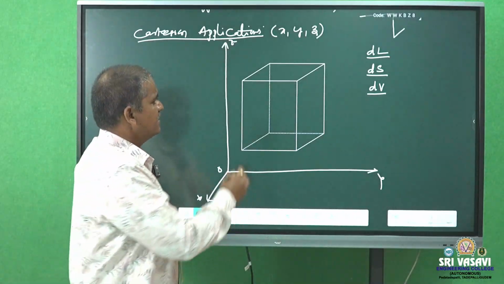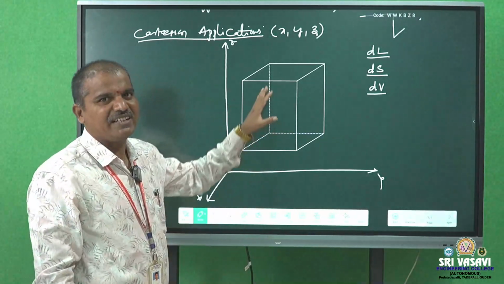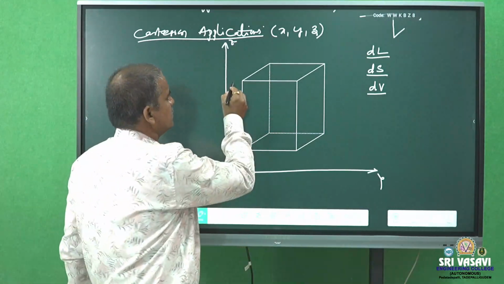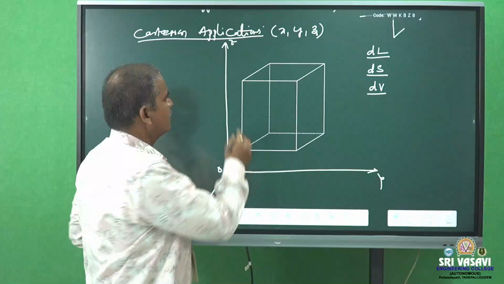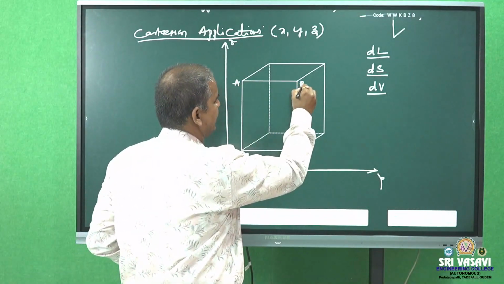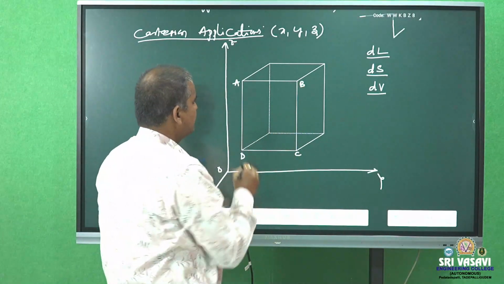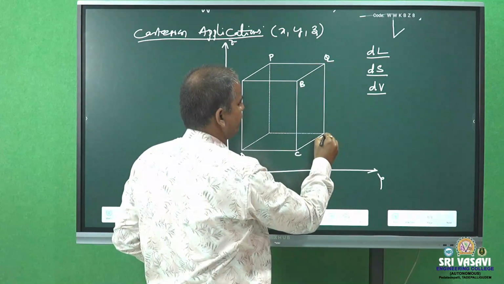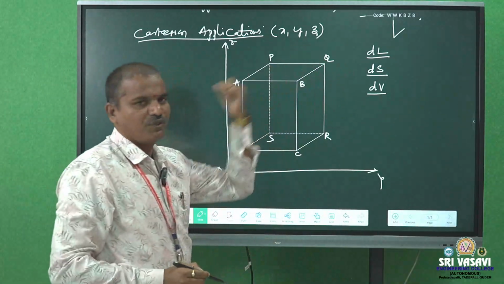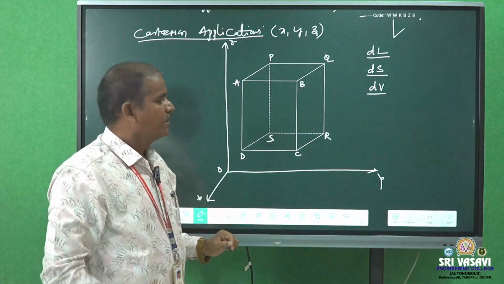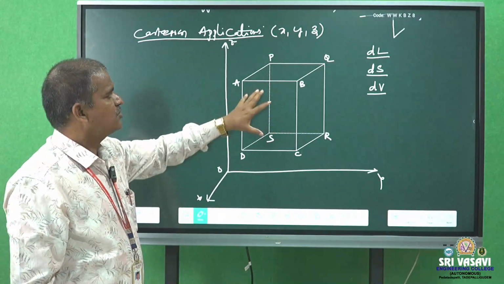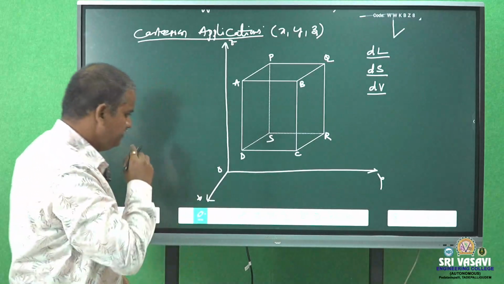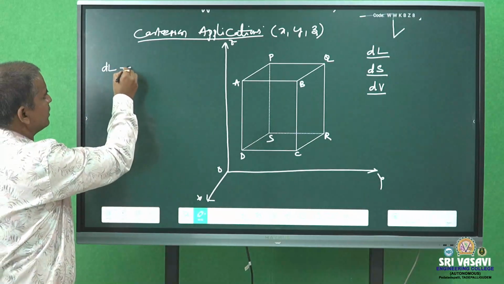So let us consider a rectangular box. It is a 3D box: length into width into height. Generally 2D means only length into width. So let us take A, B, C, D. This is one box. This is called the front view. P, Q, R, yes, this is the back side of the view. So this is a box. I apply this analysis to the Cartesian. Cartesian variables are x, y, z. First we deal with the differential length in the Cartesian coordinate system.